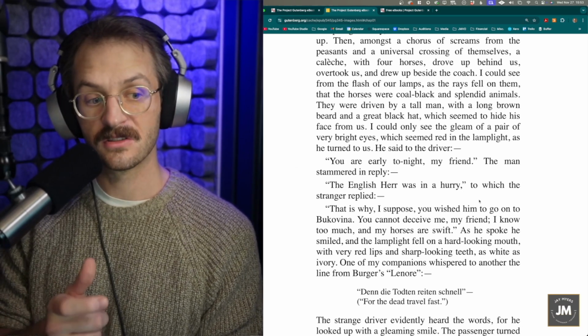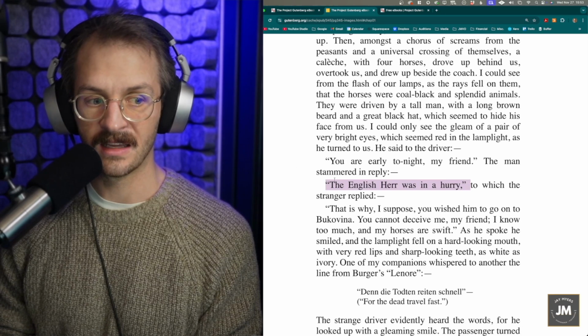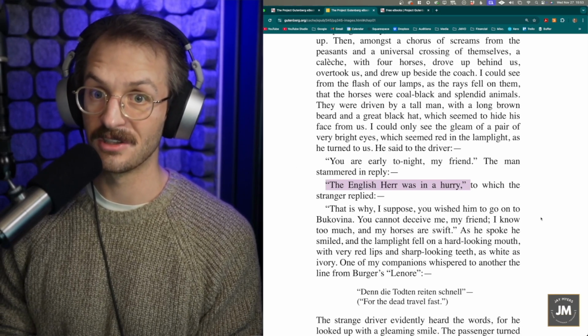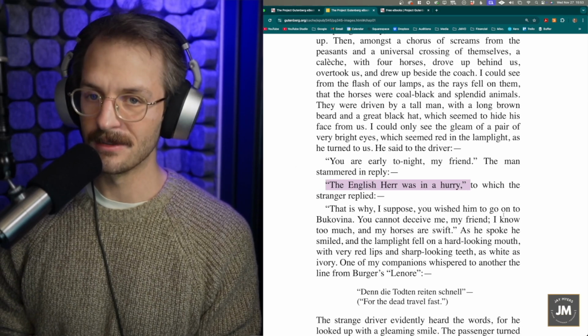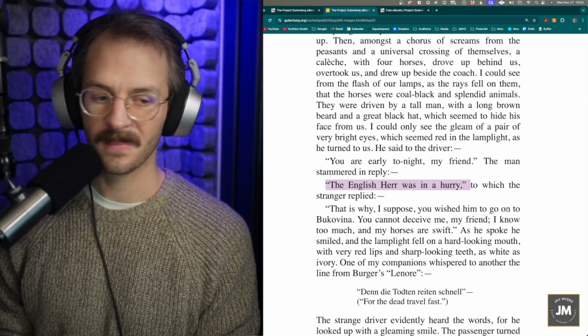And then if I shift to the next character, who is a townsperson who's been telling Jonathan Harker, listen, bud, get out of here, don't go up there. And then Dracula shows up and is like, what are you telling him?